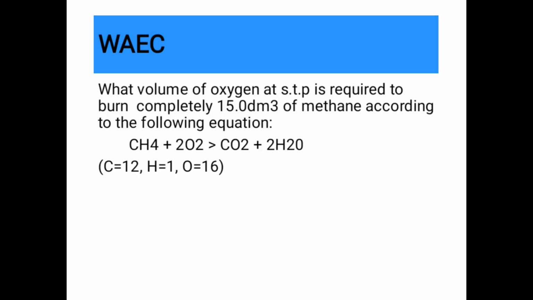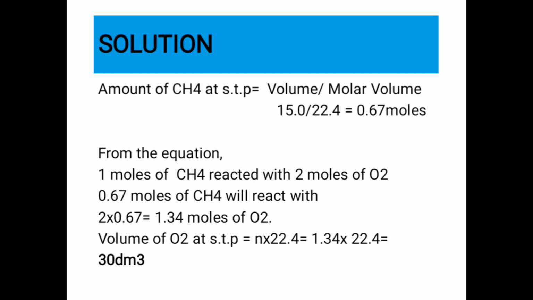So let's look at a question relating to volume. You are given a particular volume and they ask you to find volume. The question says, what volume of oxygen at STP is needed to burn completely 15.0 dm cube of methane according to that equation. This is the equation. You are given the volume. Like I've said, you convert the volume to mole. The amount of methane at STP will now be volume over molar volume. That's 15 over 22.4. That's 0.67 moles.